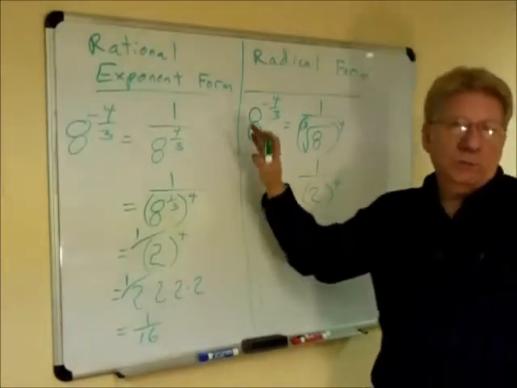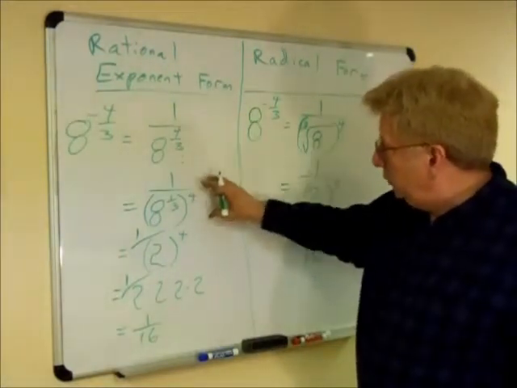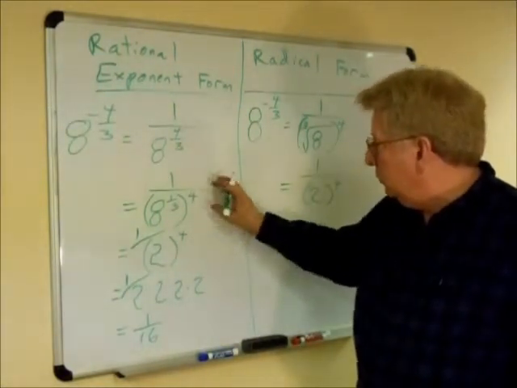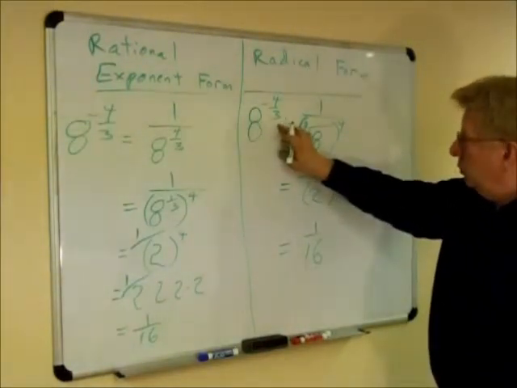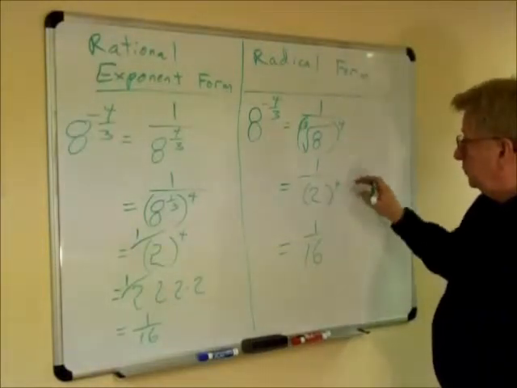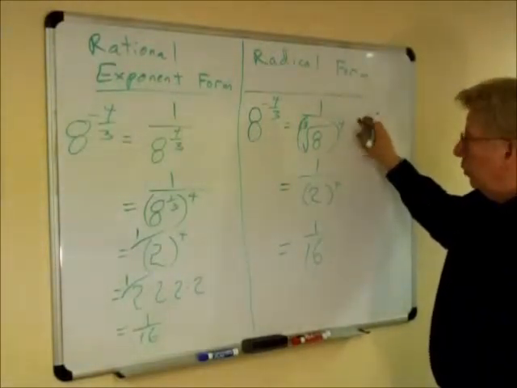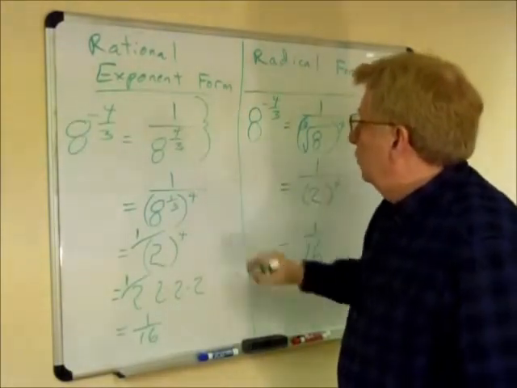So we arrive at the same solution either way, but this way we're sticking with exponents throughout the whole process. And this way we take 8 to the 1/3 and put it as a cube root, and then to the 4th power. So this is the radical form, and this would be in exponent form.